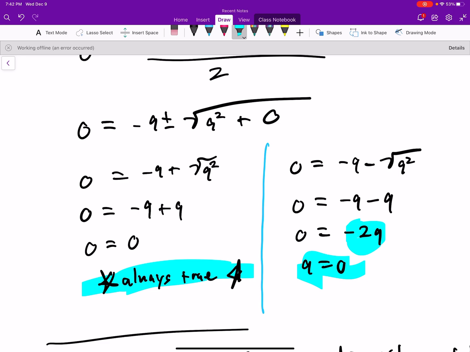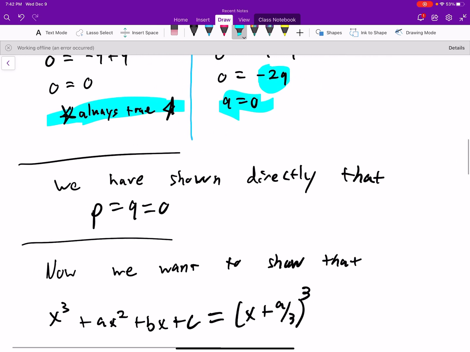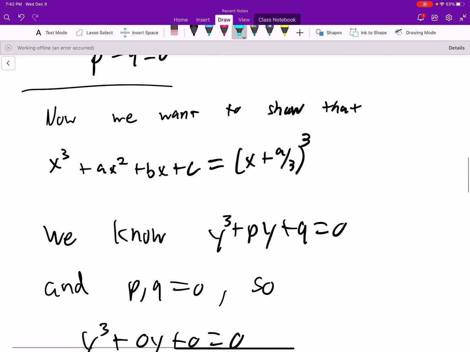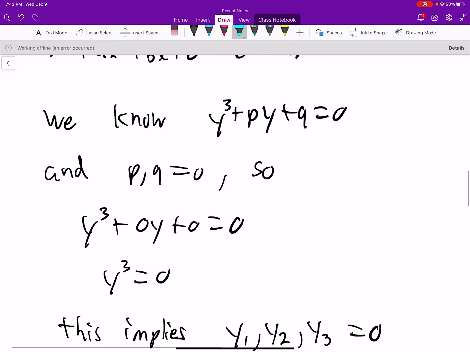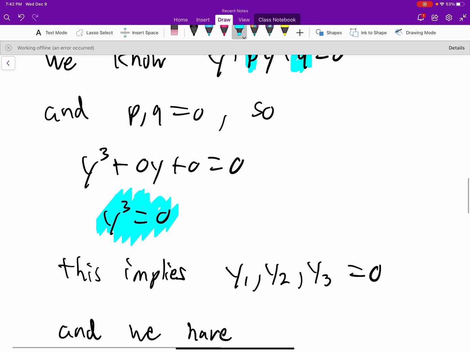All right, so now we need to show the second part, which is x cubed plus ax squared plus bx plus c is (x plus a over 3) cubed. So, okay, we've shown that directly. Now we want to show this. So first thing is p and q, remember those are both 0. So we plug in 0 for those and get y cubed is 0. That means all three roots are going to be 0 for that. y1, y2, and y3 are going to be 0.